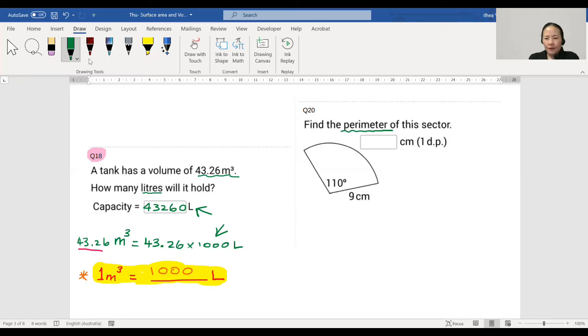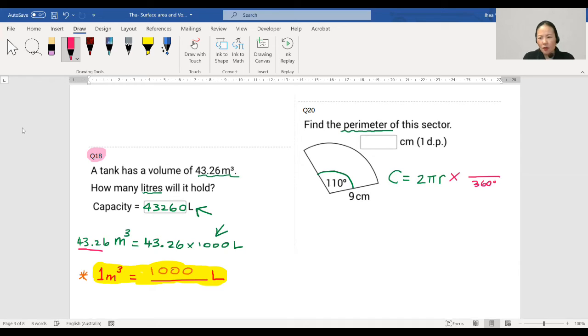Question 20, find the perimeter. That's like a circumference, like a distance of this sector. This is part of a circle, so I will use the formula for the circumference, which is 2 pi r. But this circumference, 2 pi r, gives a whole full circle. But this one is only a sector. Can't do divided by 4, divided by 2, or divided by 3. We have to use the angle. So what I need to do here is times by the angle. What's the angle sum of a circle? 360. Excellent. So that goes into 360.